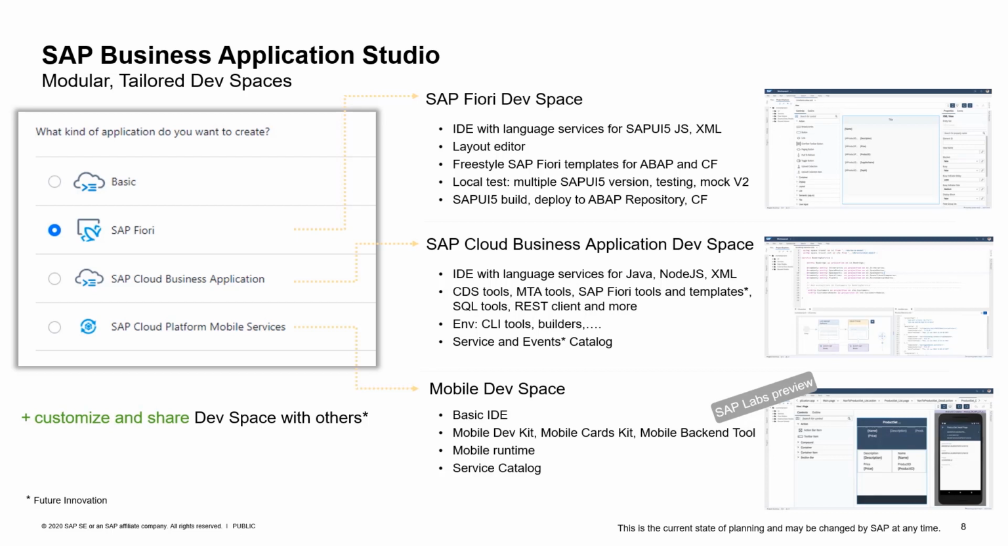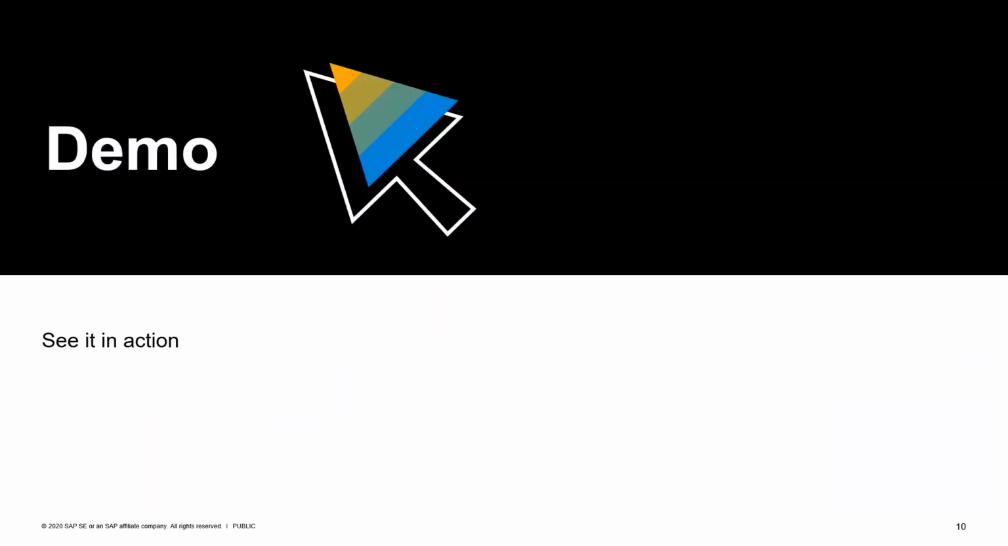Each of these dev spaces comes prepackaged with the tools and runtimes relevant for each scenario. Some of them are shared across scenarios and some are unique per scenario. If we take, for example, the SAP Fiori dev space, it has the SAP Fiori tools for SAP Fiori Elements development and SAP Fiori apps extensions, templates for various application types, local SAP UI5 for testing, mock server, high productivity graphical editors, and many more. Now, after this introduction to App Studio, let's see SAP Business Application Studio in action.